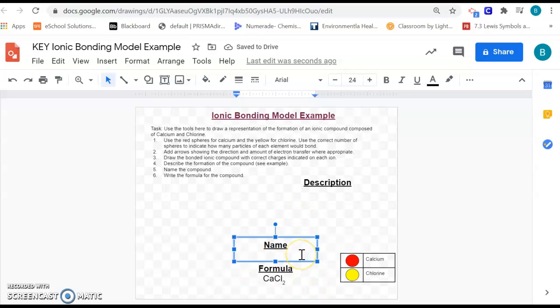And when naming, the first that comes first is the metal. So we're going to say calcium. Then after comes the nonmetal with IDE at the end. So instead of chlorine, we're going to have chloride. So calcium chloride.